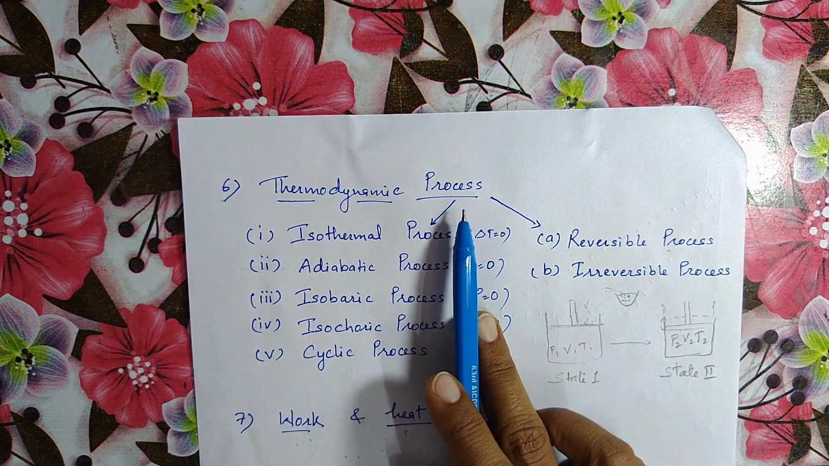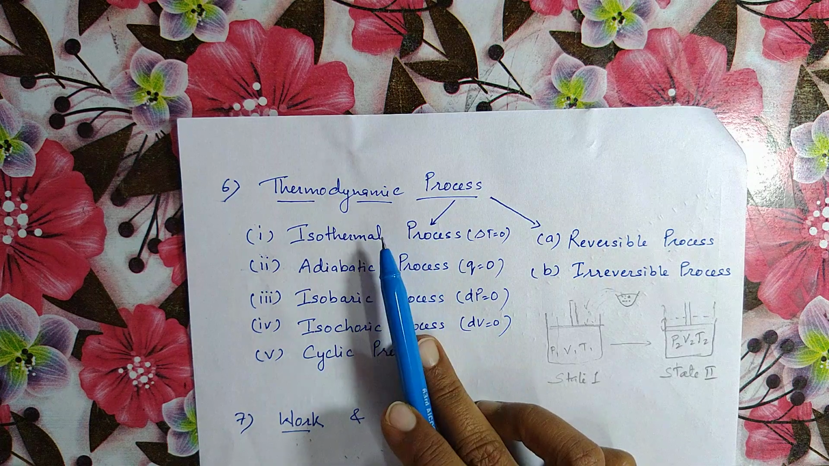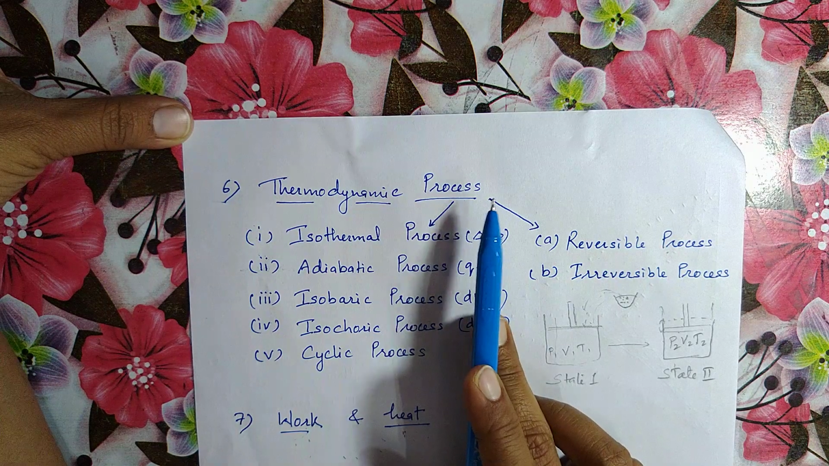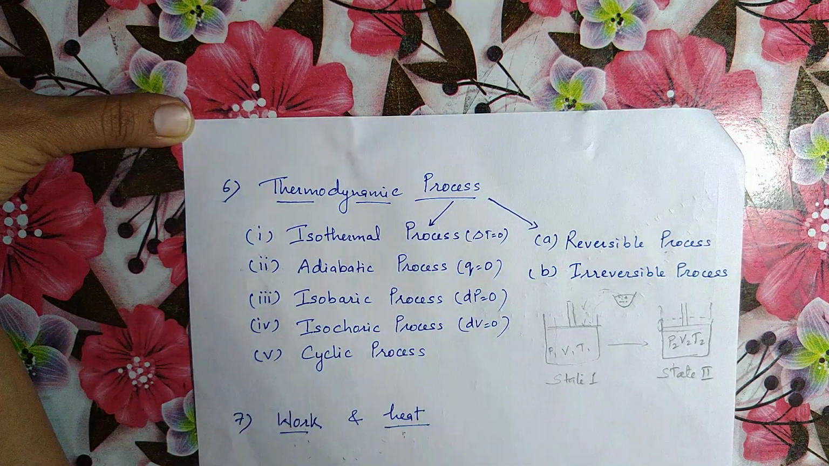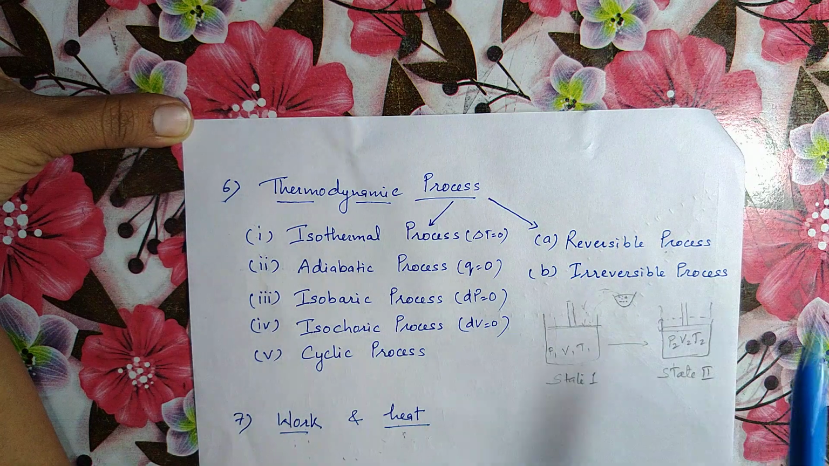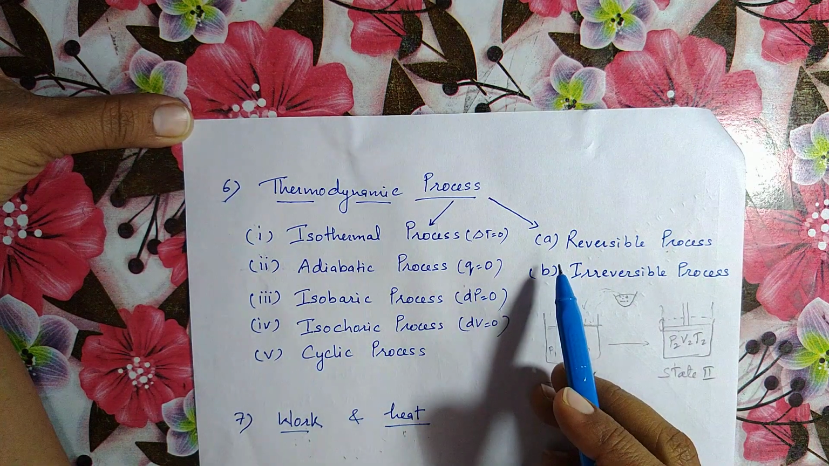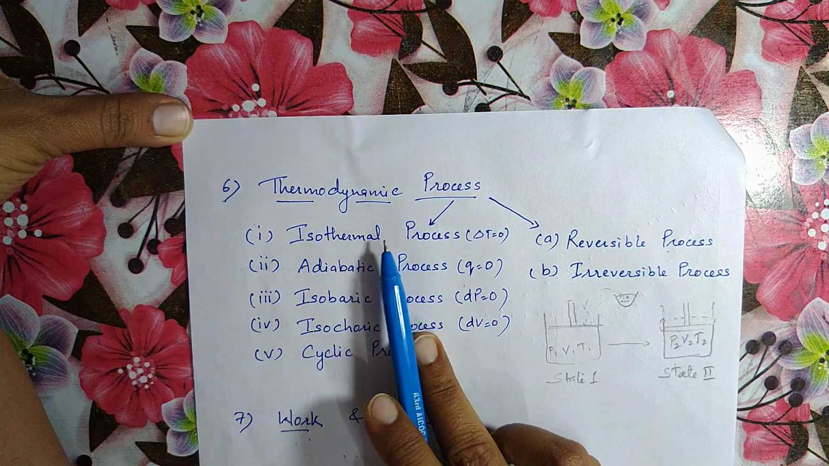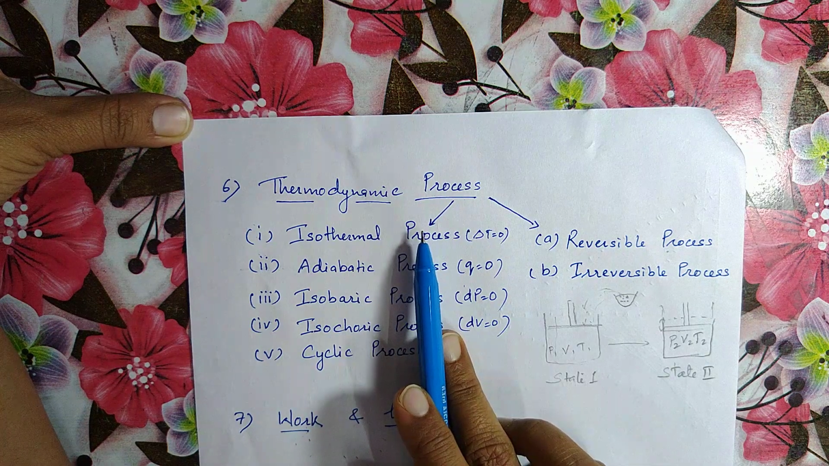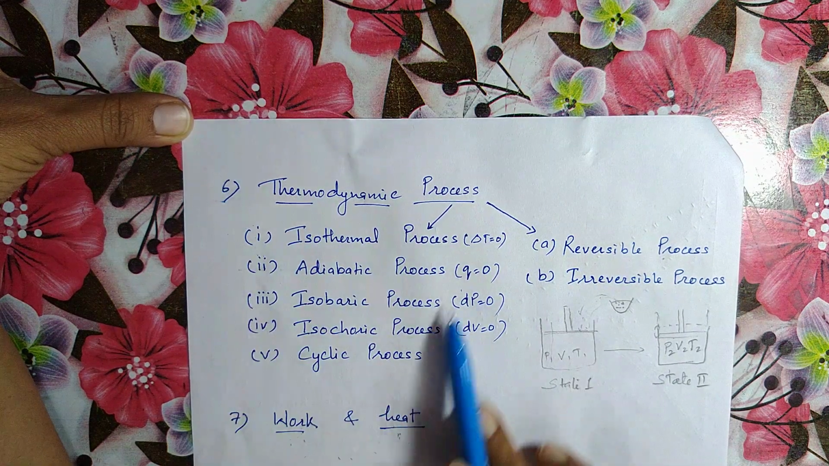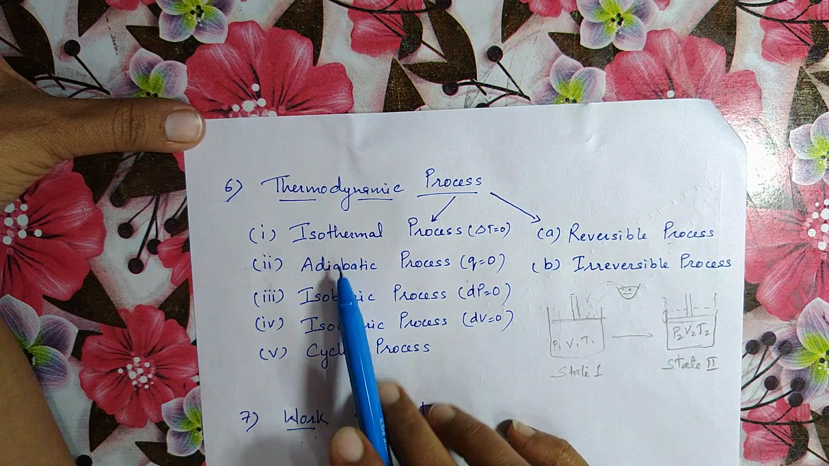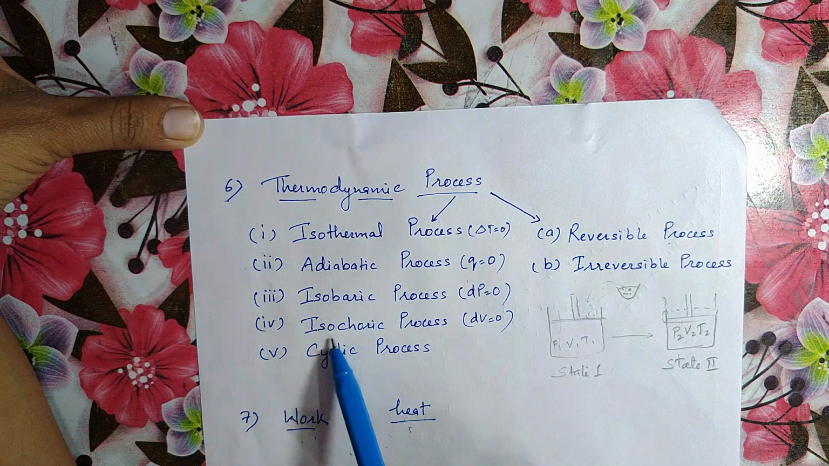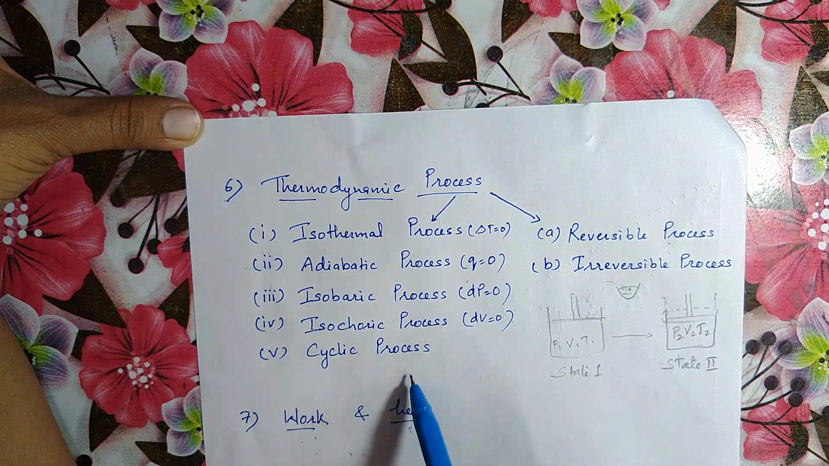Then come to thermodynamic process. What is this? When a thermodynamic system changes from one state to another, this whole operation is called a process. Okay, there are various types of process. On the basis of condition maintained during the process, it can be classified into these 5. Those are isothermal process, adiabatic process, isobaric process, isochoric process, cyclic process.